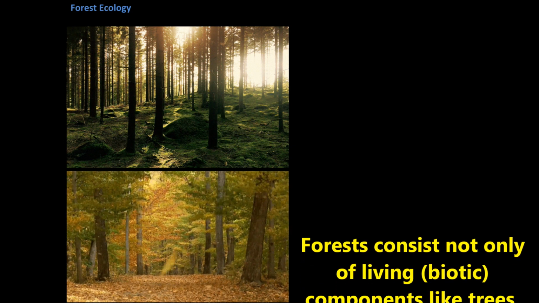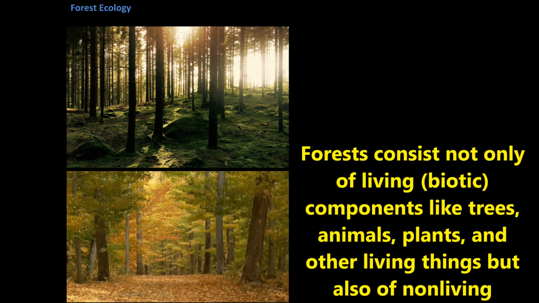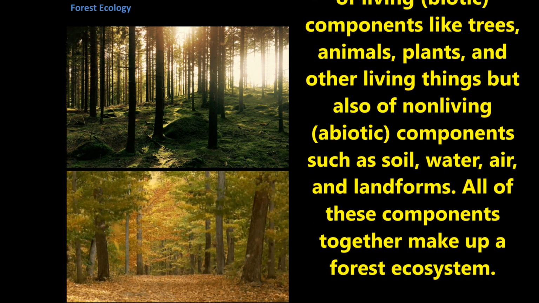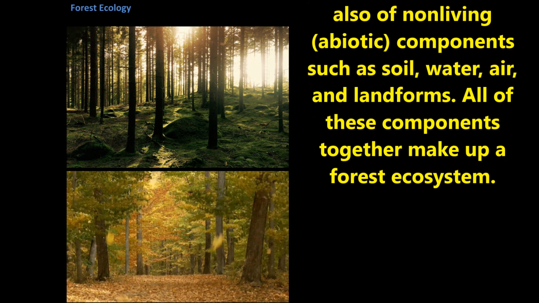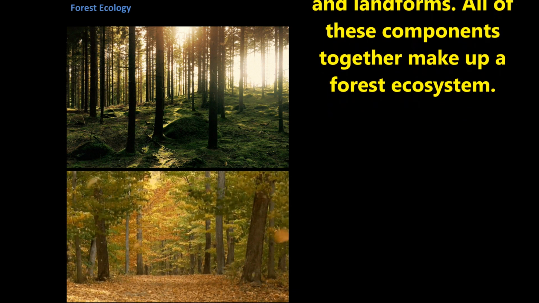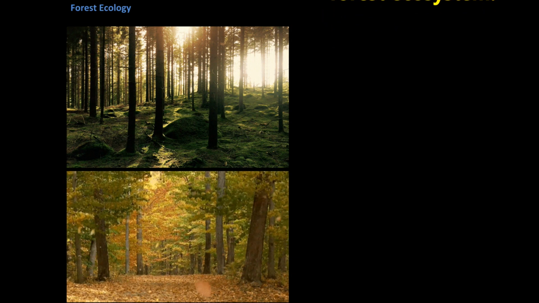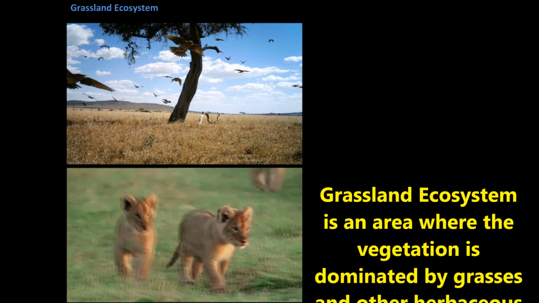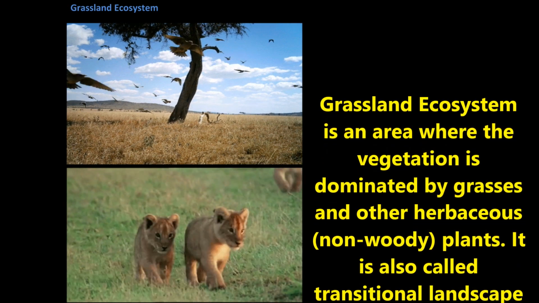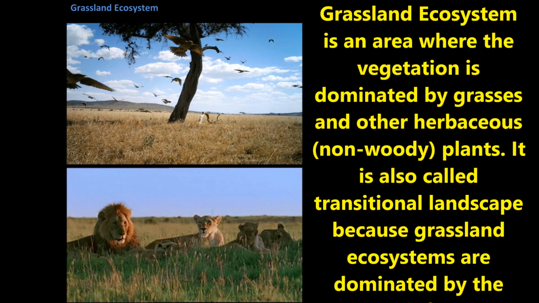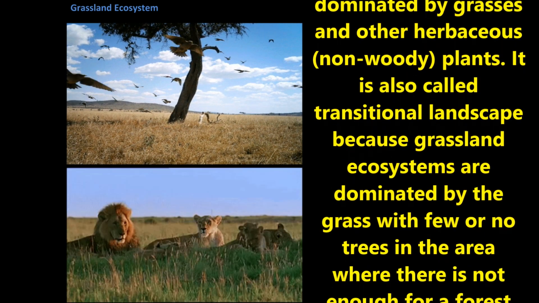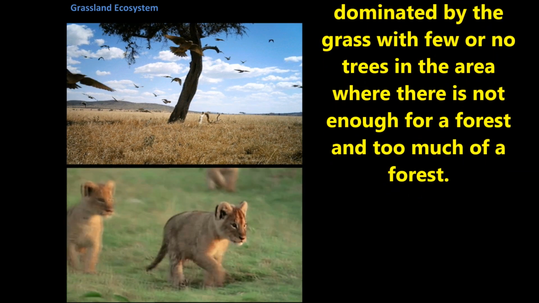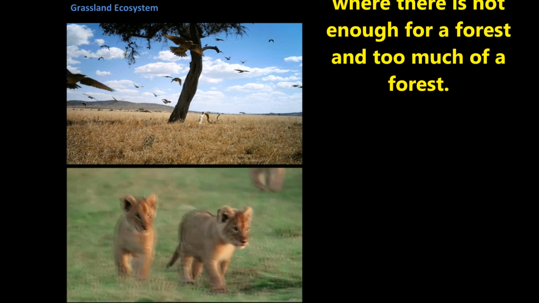Now let us discuss the forest ecosystem. A forest consists not only of living components like trees, animals, plants and other living things but also of non-living abiotic components such as soil, water and landforms. All of these components together make up a forest ecosystem. Grassland ecosystem: a grassland ecosystem is one where the vegetation is dominated by grasses and other herbaceous, meaning non-woody, plants. It is also called a transitional landscape because grassland ecosystems are dominated by grass with few or no trees, in an area where there is not enough rain for a forest and not too much of a desert.